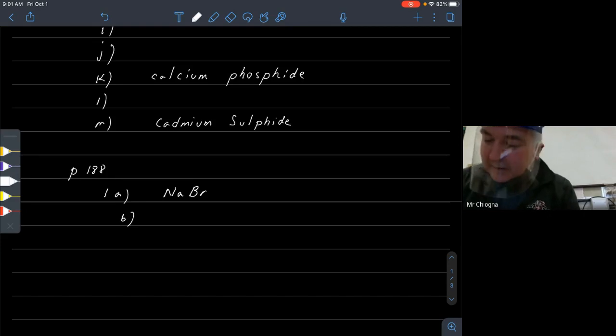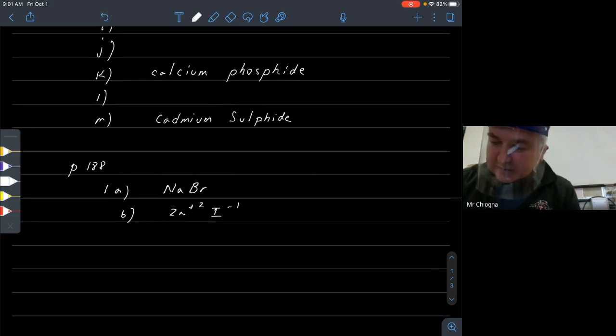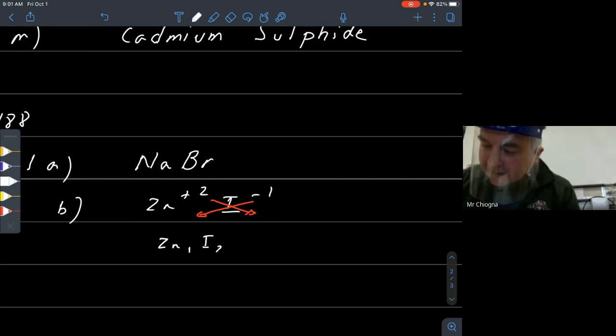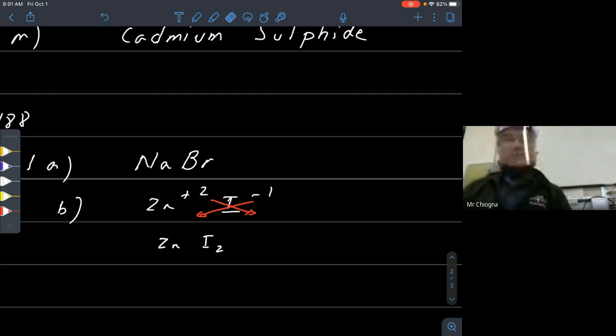This is a little harder. This is where you use the crisscross. If the charges are not the same, then you crisscross. Put the 2 there and the 1 there. So you get ZnI2. I'm going to erase the 1. If there is a 1, I don't need to show it. It's there. It's implied.